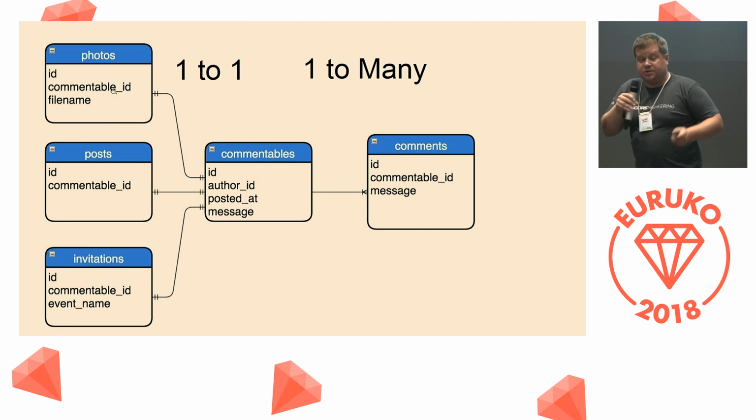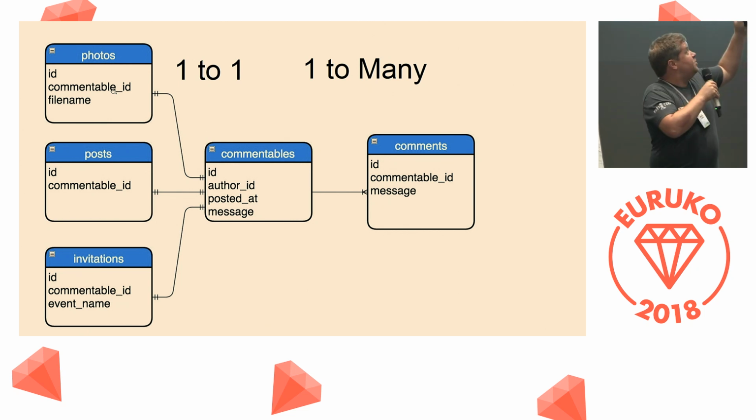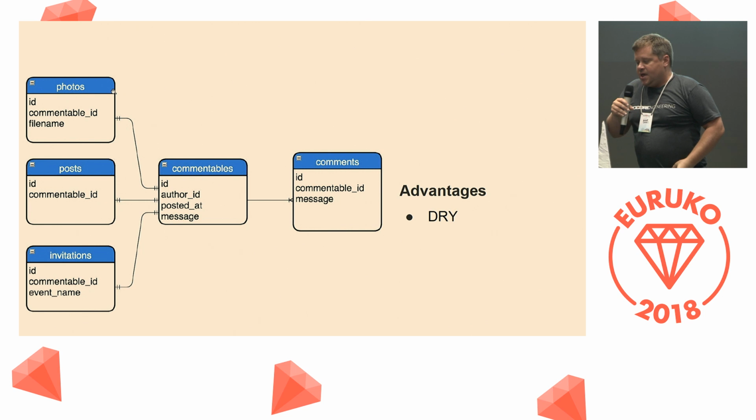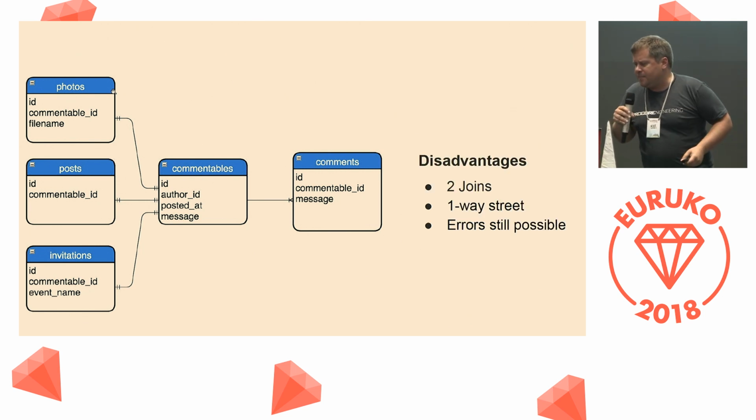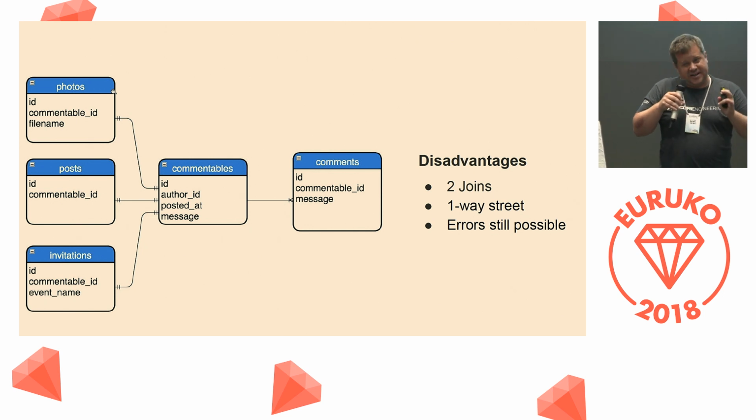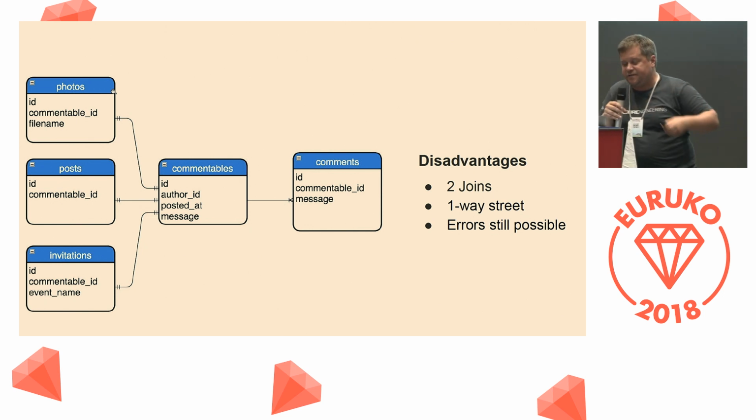Advantages to this, so by the way, that is 1-to-1. So for each commentable, we have 1 photo, or for each photo, we have 1 commentable. And it's 1-to-many over here because they can all have many comments. Advantages, it is DRY. In this case, that's a good kind of DRY. Disadvantages, we now have 2 joins. Now, databases are designed to do joins. They are very, very fast at joins.